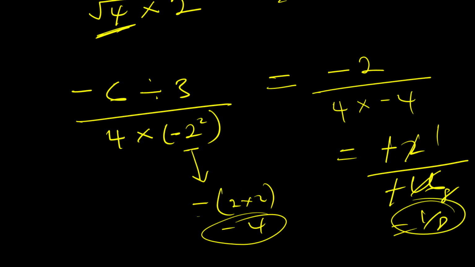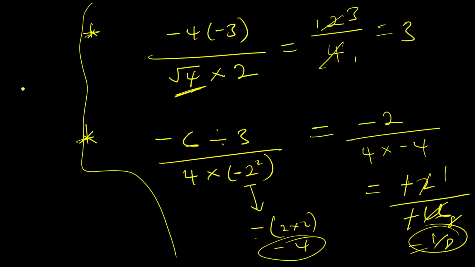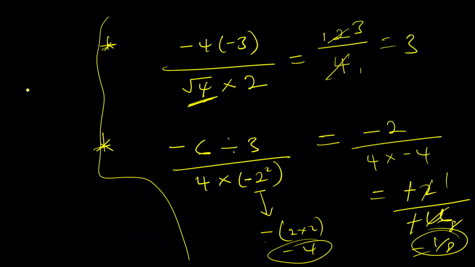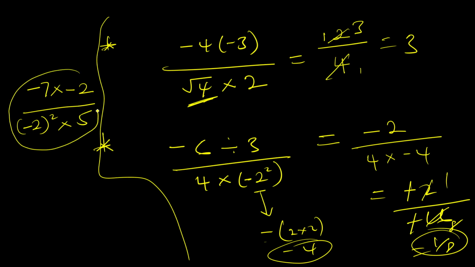Alright, so try this and put the answer in the comment section below. We have minus 7 times minus 2 over minus 2, all squared, times 5. So try this and put the answer under the comment section below.